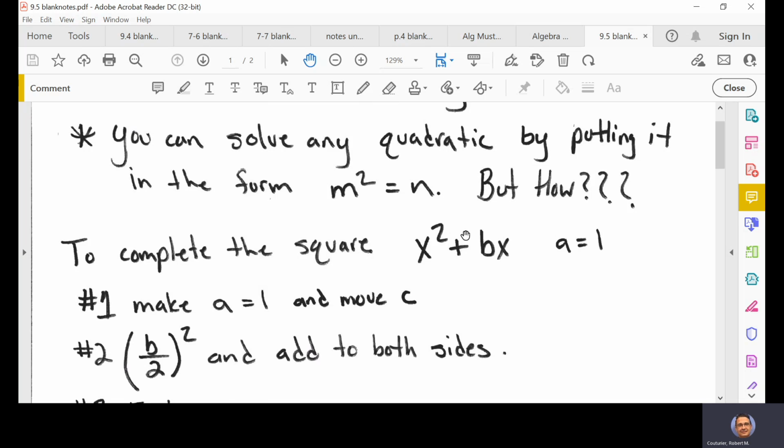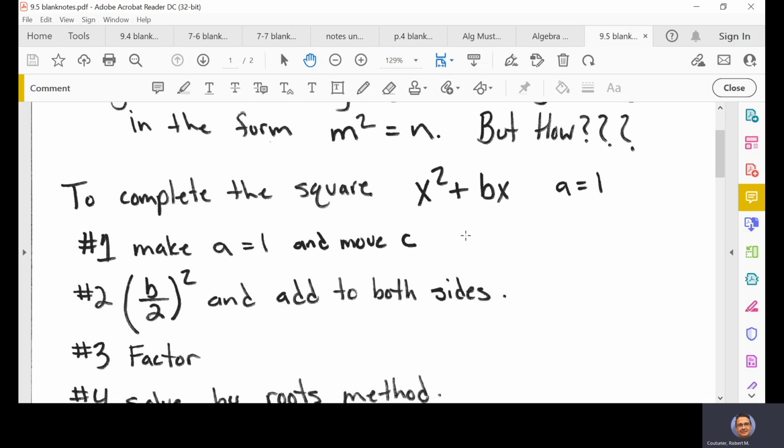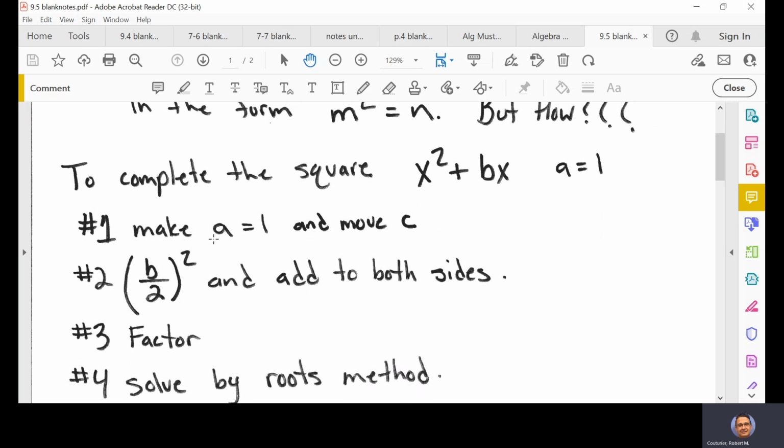So as we look at this, there's just a couple of things we have to look at. Number one, we need to make sure that A is equal to 1, and we want to move C to the other side of the equal sign. I want to actually take this out of standard form. The constant needs to be on the other side of the equal sign. So we'll end up leaving a space where the constant used to be. The purpose of that is because we're going to put something in its place. We're going to complete a perfect square.